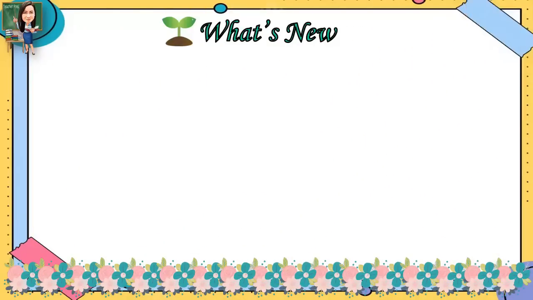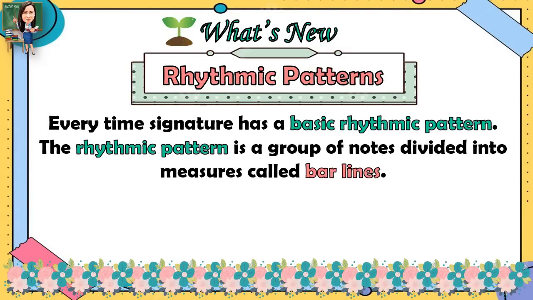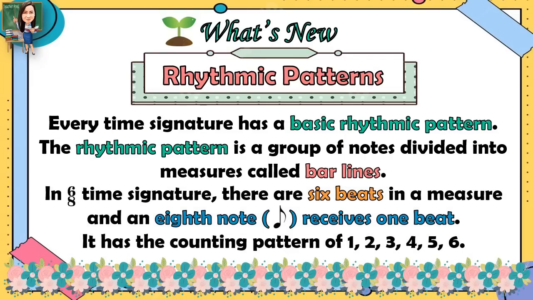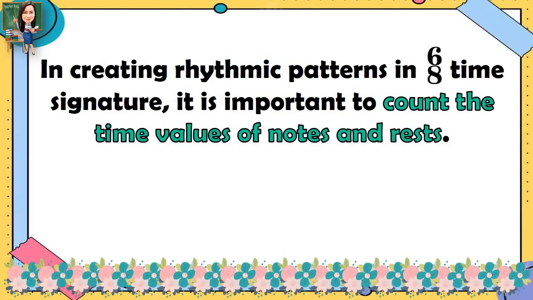What's New? Rhythmic patterns. Every time signature has a basic rhythmic pattern. The rhythmic pattern is a group of notes divided into measures by bar lines. In 6/8 time signature, there are 6 beats in a measure, and an eighth note receives 1 beat. It has the counting pattern of 1, 2, 3, 4, 5, 6. In creating rhythmic patterns in 6/8 time signature, it is important to count the time values of notes and rests.